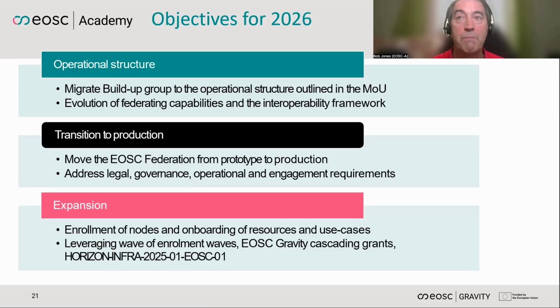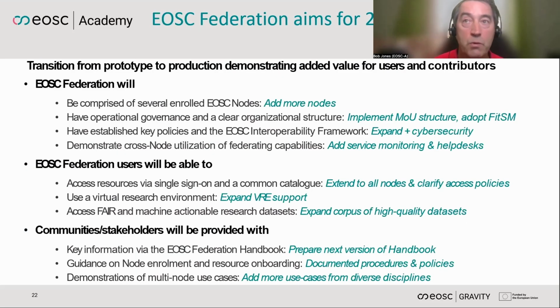If we look at what that means compared to where we were in 2025, this transition from the prototype to production will demonstrate the added value for the users and contributors. So the Federation will have more nodes. It already had some enrolled nodes, so we're adding more nodes. The governance was basically there, but now with the implementation of this governance from the memorandum of understanding, that becomes more enriched. And we've also adopted a standard, FITSM, an international standard for service management as well, and establishing key policies and improving the interoperability framework.